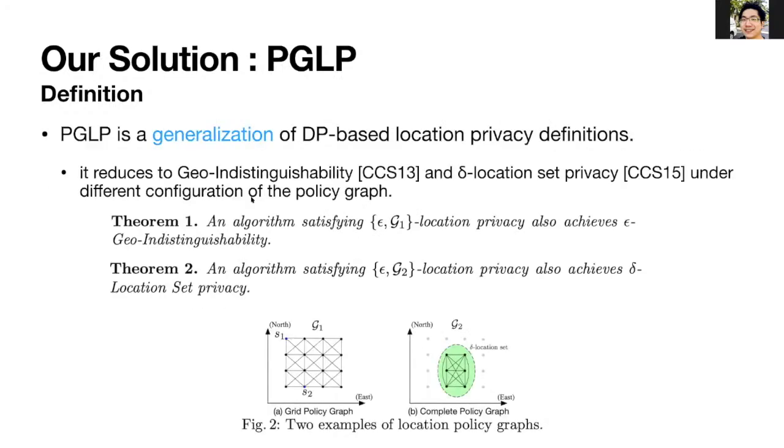Let's see the properties of PGLP. In fact, PGLP is a generalization of DP-based location privacy definitions, such as geo-indistinguishability and delta-location set privacy. According to our theorems, if the graph is something like this, then any mechanism satisfying PGLP with respect to G1 will also satisfy epsilon geo-indistinguishability. Similarly, under the setting of policy graph G2, it is equivalent to delta-location set privacy.